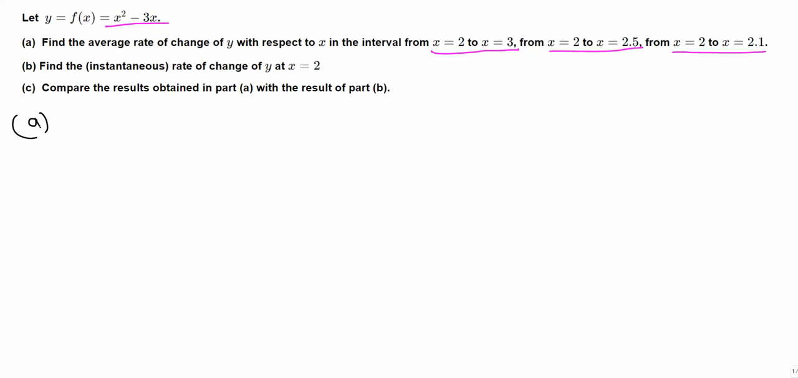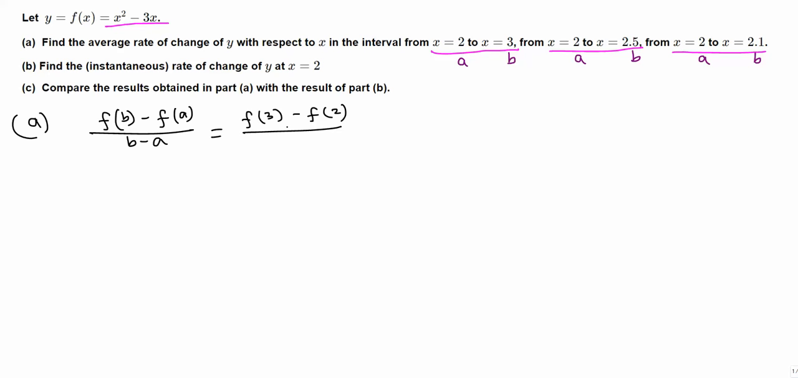So let's do that. And we know the average rate of change formula is given by f of the second point, f(b) minus f(a) of the first point, divided by b minus a, where 2 to 3 means a to b. Okay, that is in the interval from x equals 2 to x equals 3. So f(3) minus f(2) divided by 3 minus 2.